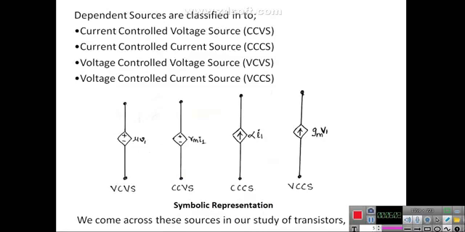Now once you know the difference between the independent sources and the dependent sources, the dependent sources are classified into four categories. One is the current controlled voltage source, another is the current controlled current source, next the voltage controlled voltage source, and the voltage controlled current source. So these are the categories of dependent sources. This is your voltage controlled voltage source, and this is its symbolic representation.